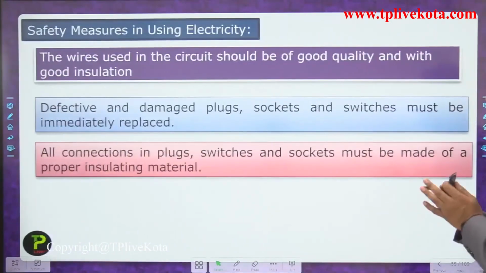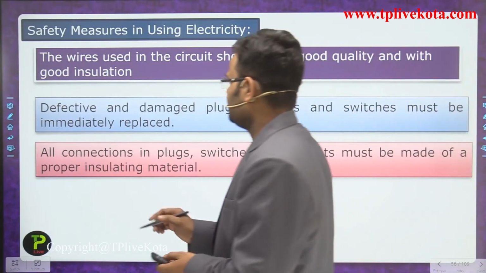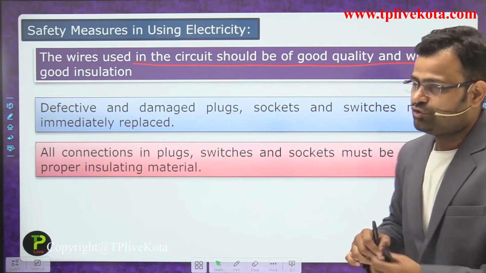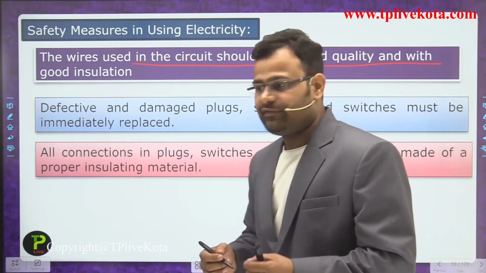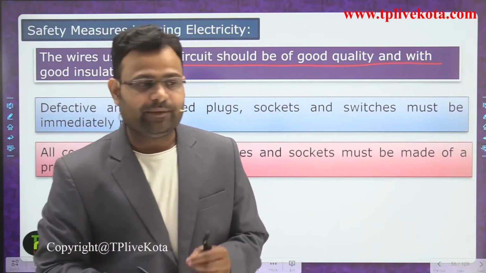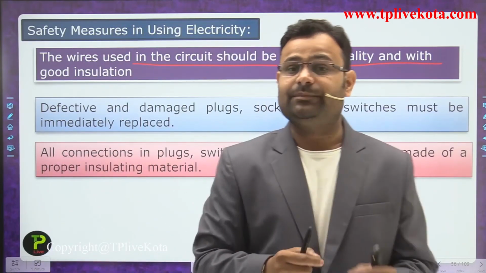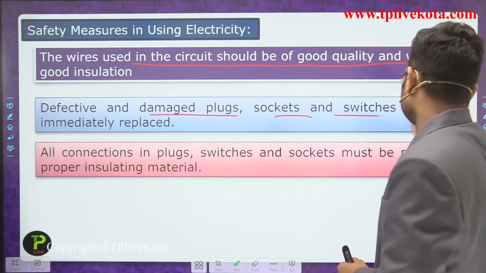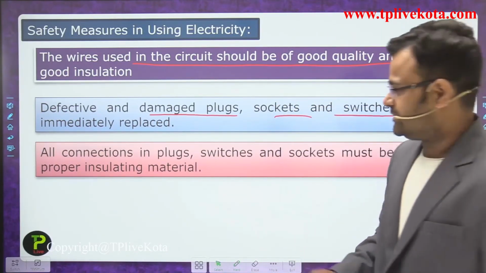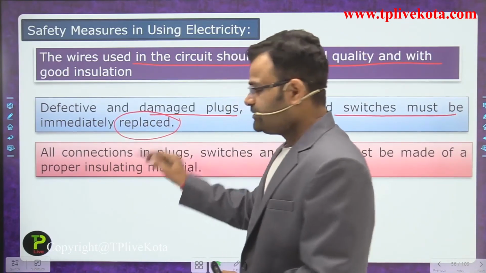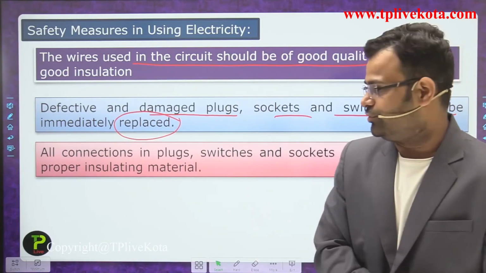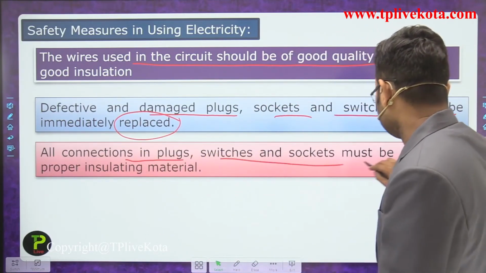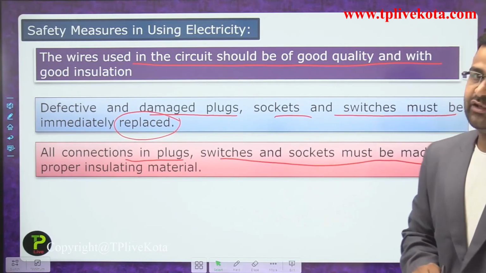Now we move to some safety measures of electricity. The wire used in an electrical circuit should be of good quality with good insulation. Every wire has copper or aluminum inside, and the outer part is coated with insulating material. Defective and damaged plugs, sockets and switches must be immediately replaced. If any switch is damaged, replace it immediately. Don't use it continuously.